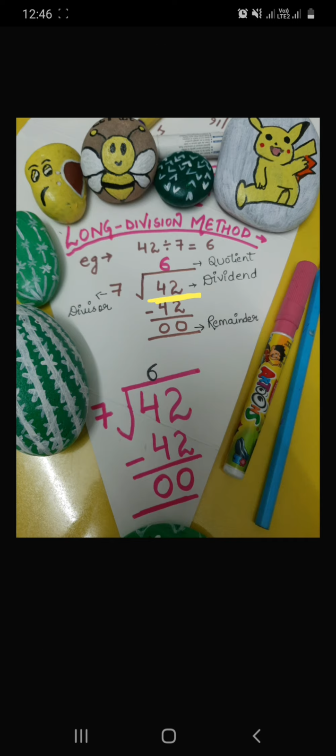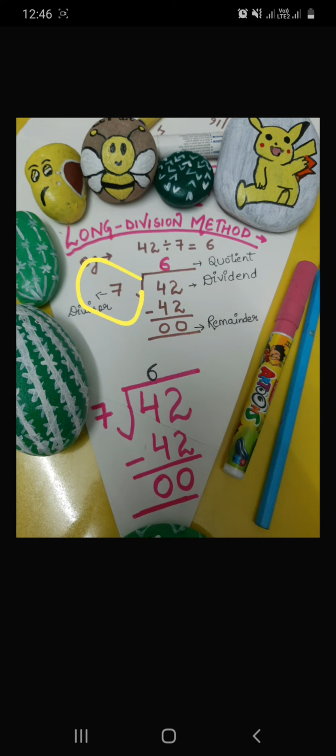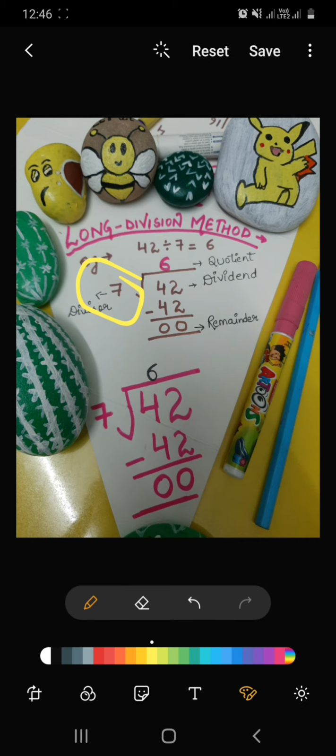जो नंबर अंदर होता है, जो नंबर को हम लोग डिवाइड करते हैं. यहाँ पे क्या लिखा? 42. What is written? 42. And what is 42? We have to divide this number. इसी नंबर को हमें डिवाइड करना है. तो जिस नंबर को हमें डिवाइड करना है, the number which we have to divide is called a dividend. ओके, एंड जिस नंबर से हम लोग डिवाइड करते हैं 7, that number is called as divisor.